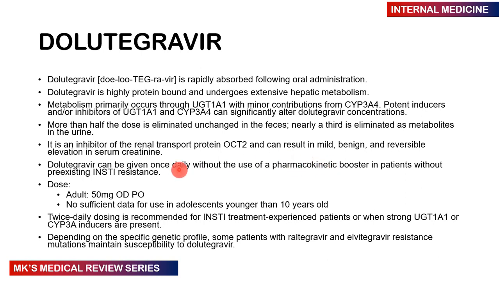So in adults, 50 milligrams orally once a day. There is not sufficient data to guide its use for patients that are younger than the age of 10. Twice daily dosing is recommended for those that have taken integrase inhibitors before, or those that are taking strong inducers, or rather these enzymes that are going to be breaking down these drugs. Then of course it depends on the specific genetic profile, and in some patients with raltegravir resistance, the mutations can make them much more susceptible to dolutegravir.